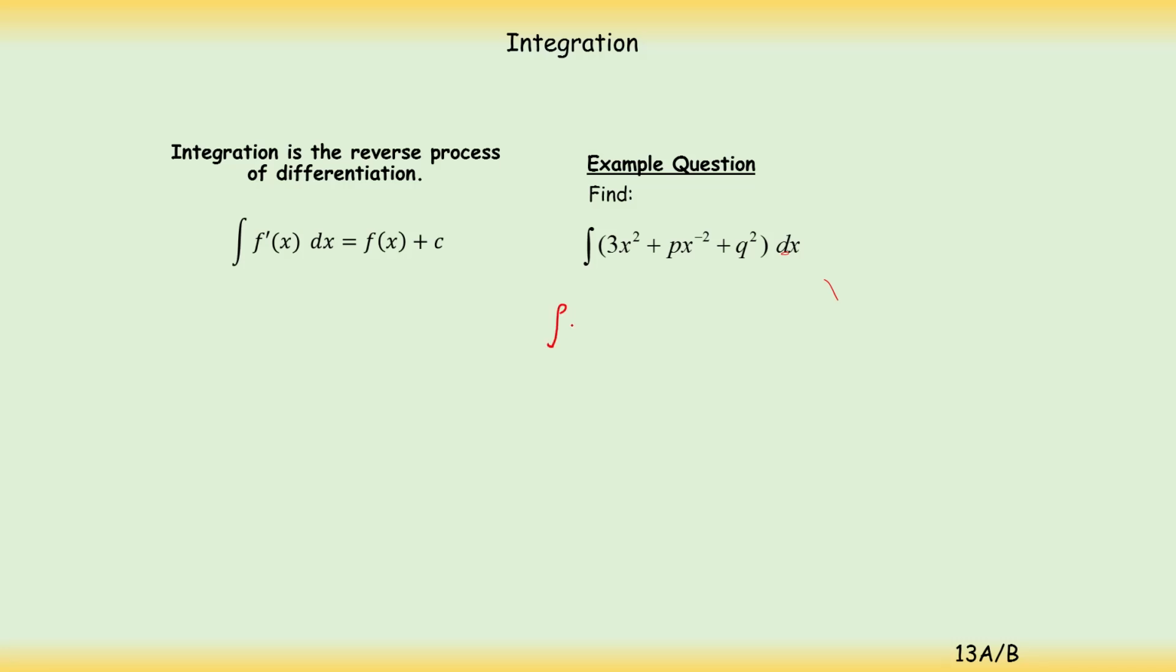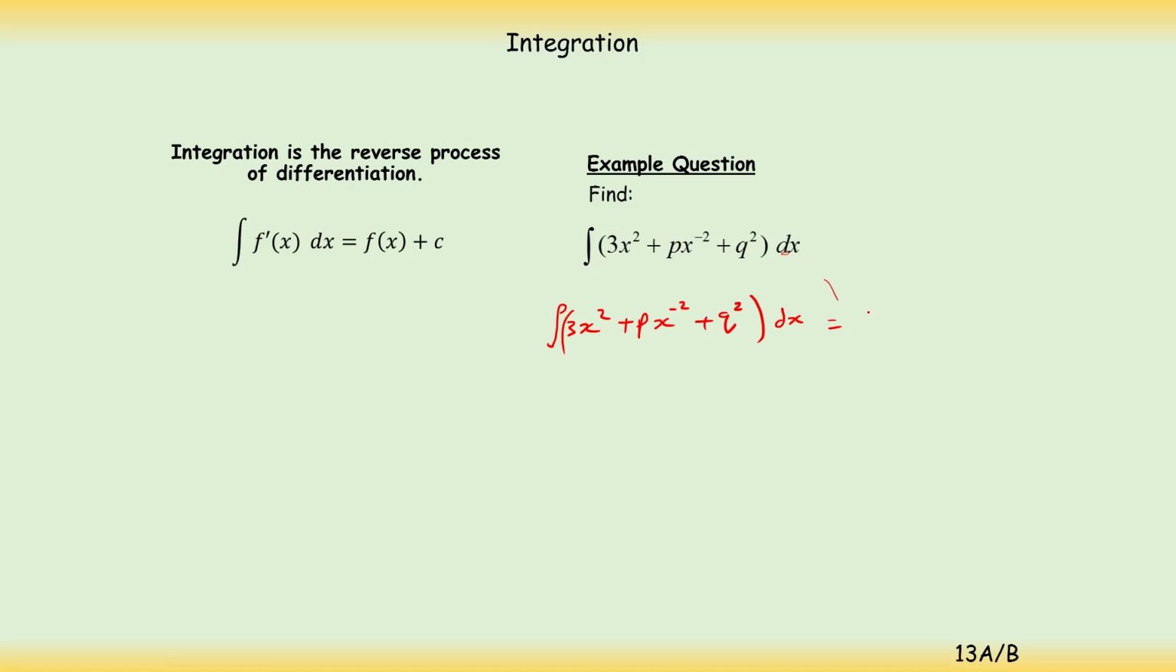So the integral of 3x squared plus px to the power of minus 2 plus q squared. And you note we put the brackets each time because the dx, or with respect to x, applies to each term in the brackets. Okay, so it's safer to incorporate the brackets each time.